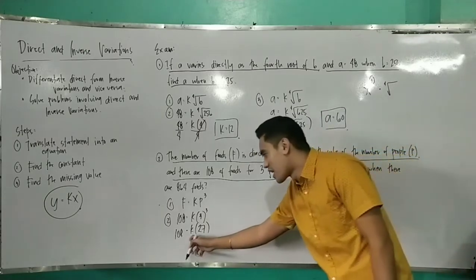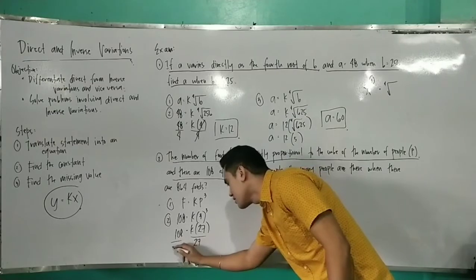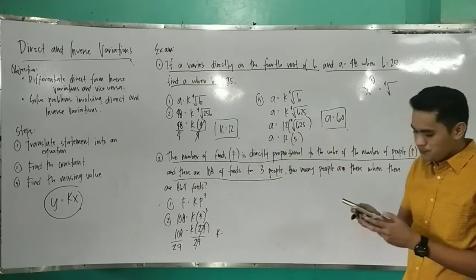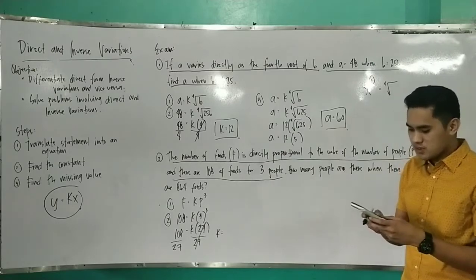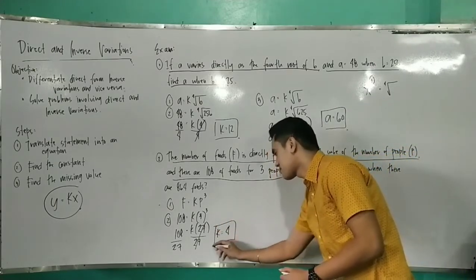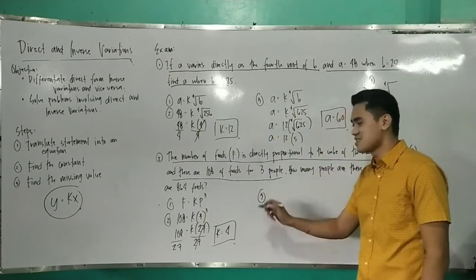Then, para makita yung K, so divide both sides by 27. Ayan. So, ang K natin is equal to, so 108 divided by 27. So, bali meron tayo 4. Okay, so doon tayo ngayon sa ating last step.